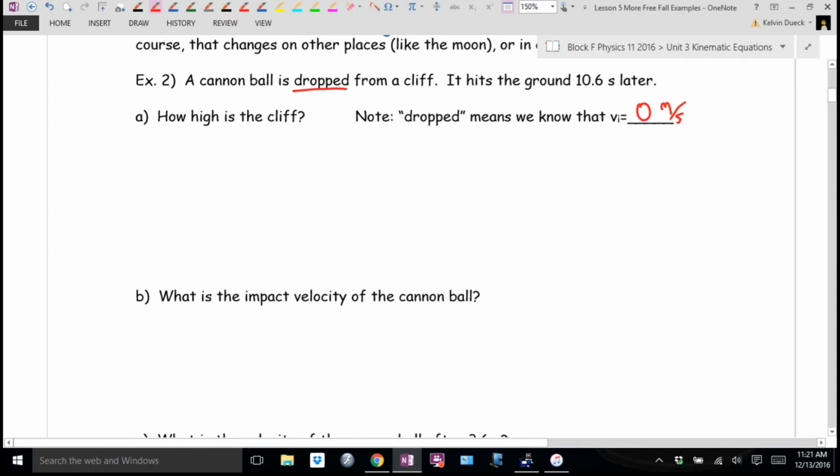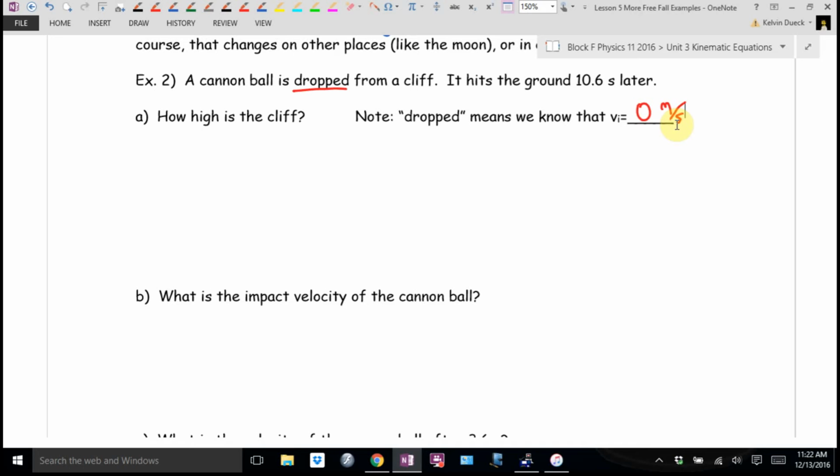So I wrote a note: anytime I use the word dropped, we can assume that VI started out at 0. When won't we assume that? If we throw it down or throw it up. Well, then VI wasn't 0; we added an initial velocity to it. Is that okay? What does A want me to find?